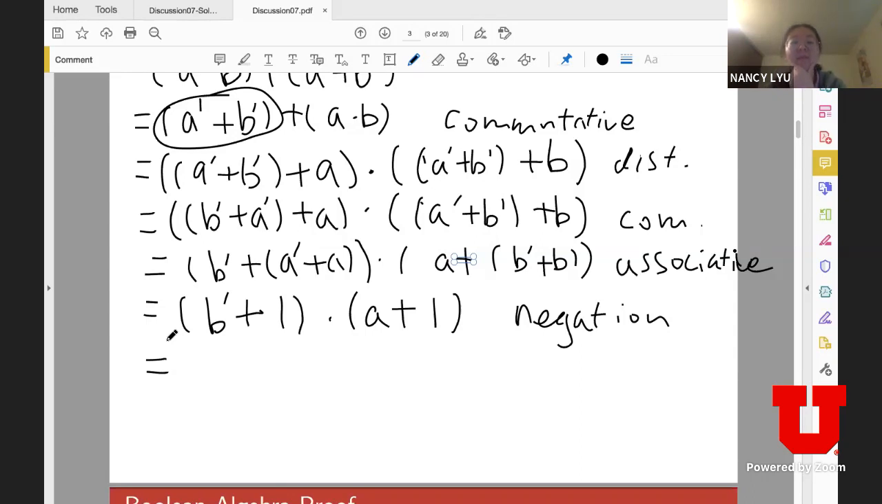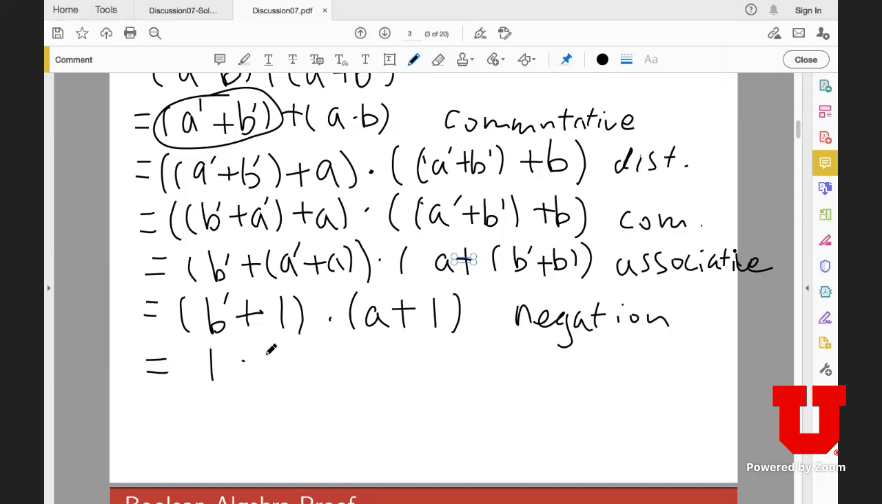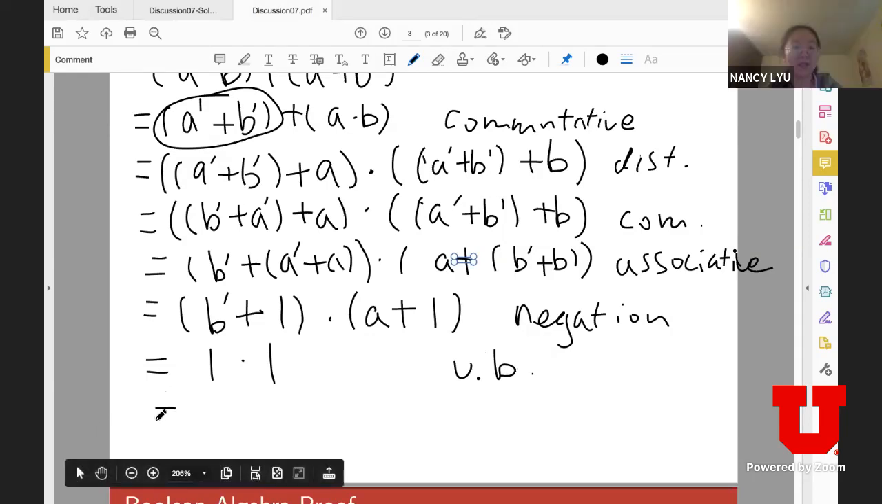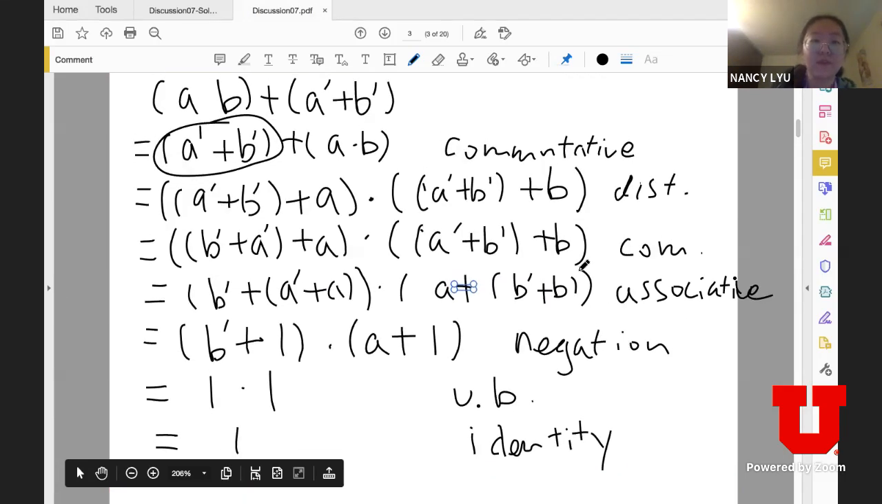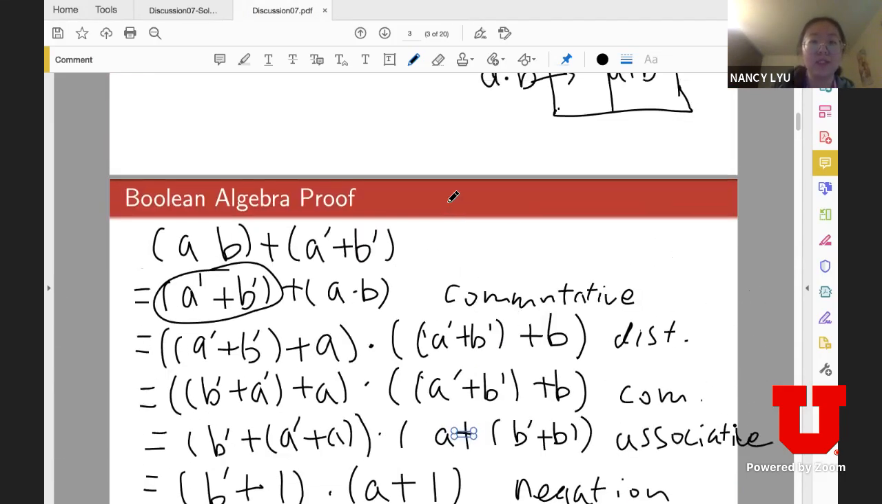Universal bound. Yes, exactly. And what is this going to become? It's going to be 1 times 1. Yes, and that's universal bound. So right here we have 1 times 1, which is 1. So this is by identity. Okay, now we have shown the first part is true, and then we need to prove the second part.